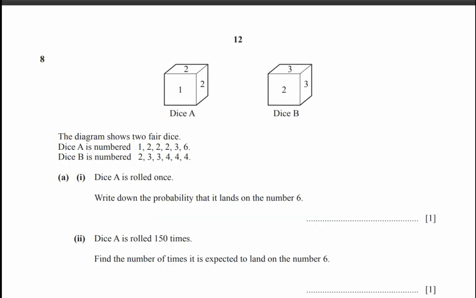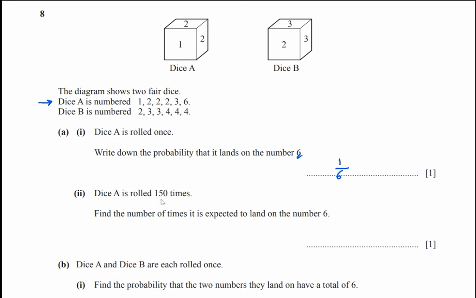He's telling me that the diagram shows two fair dice. Dice A is numbered 1, 2, 2, 2, 3, 6, and dice B is numbered 2, 3, 3, 4, 4, 4. So the first question: dice A is rolled once. Write the probability that it lands on the number 6. As we see here, dice A has 6 options, so it is over 6, but the number 6 only appears once, so it will be 1 over 6.